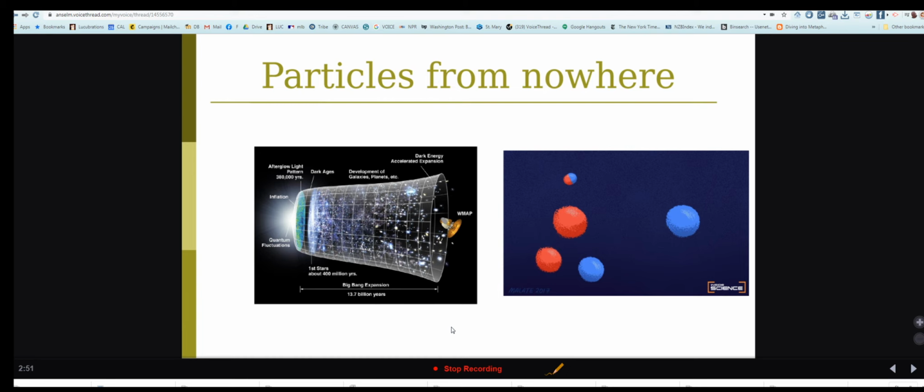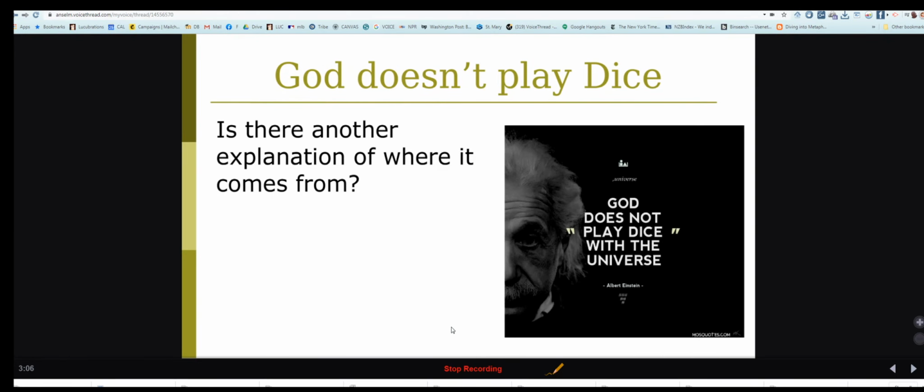So it's possible that the Big Bang arose from nothingness as one of these quantum singularities or quantum events, where a little bit of matter pops into existence from nowhere in accordance with the statistical laws of quantum mechanics. Albert Einstein, despite being one of the founders of quantum mechanics, never accepted this aspect of quantum mechanics. He very famously said, God does not play dice with the universe. So Einstein wondered whether there was another explanation of where it came from.